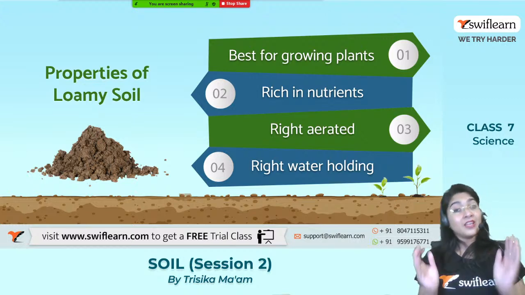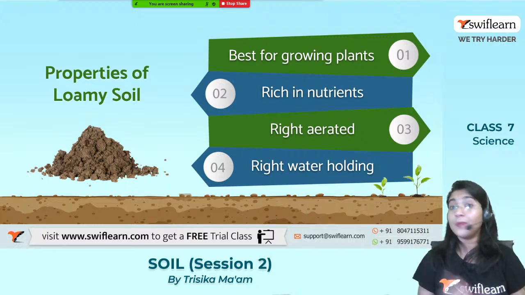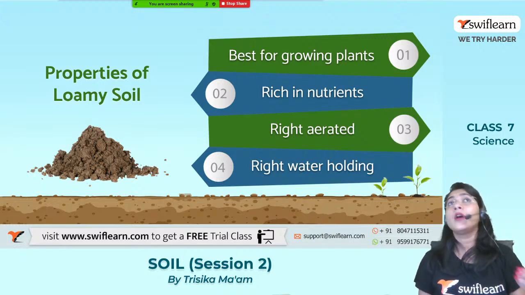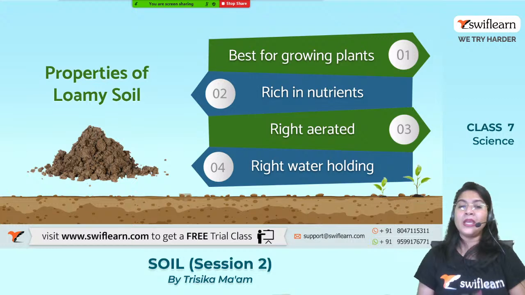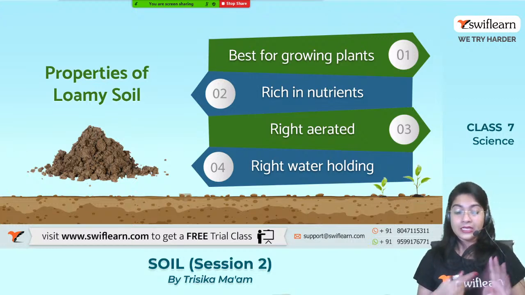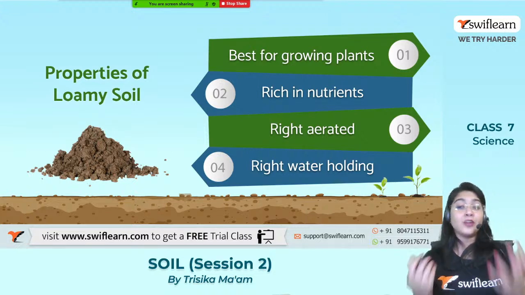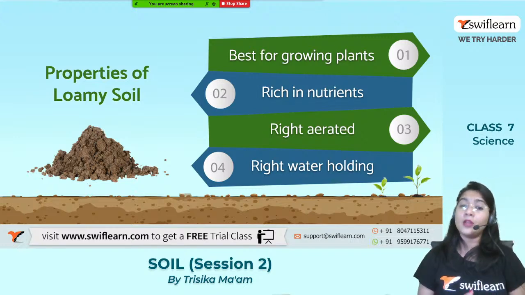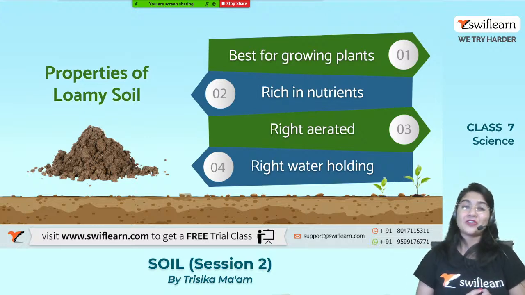Thirdly, it is perfectly aerated, so the air can pass through it, so that the roots of the plants can also get air for breathing, right? As well as the different types of organisms present within the soil, they also need air for breathing, right? And the fourth main thing is it has a very good water holding capacity. If you put water within it, it can hold the water for a long period of time, so that the roots of the plant can absorb the water from this soil.